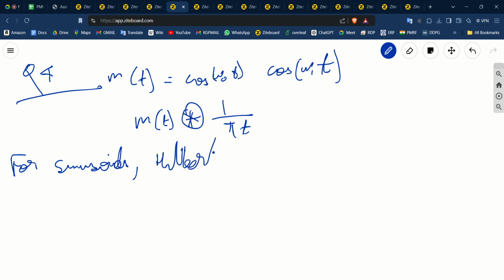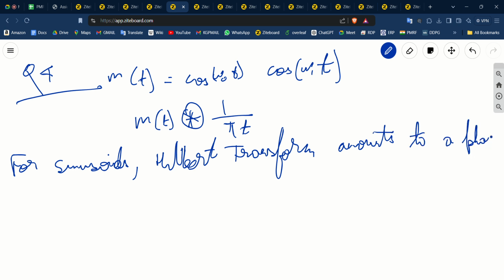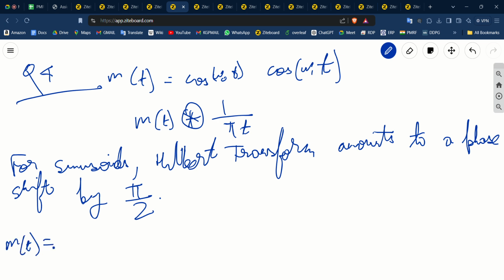the Hilbert transform amounts to a phase shift by pi by 2. So let's expand mt. mt is cos omega naught t cos omega 1t. So we can write it as half into 2 cos omega naught t cos omega 1t.